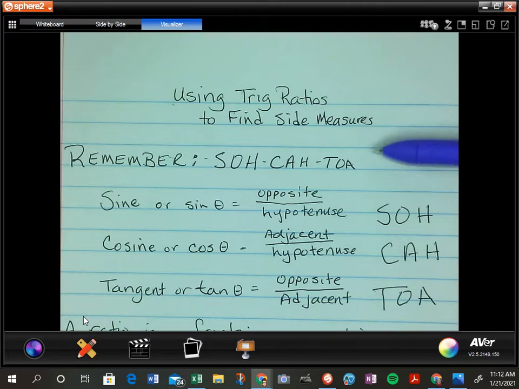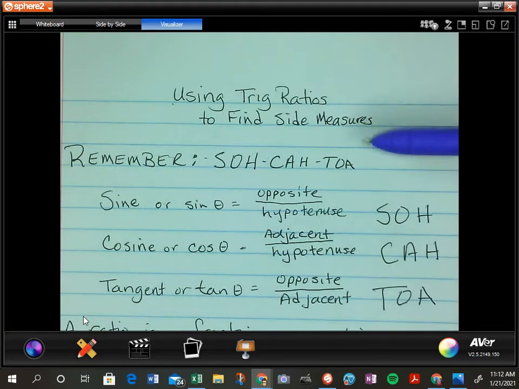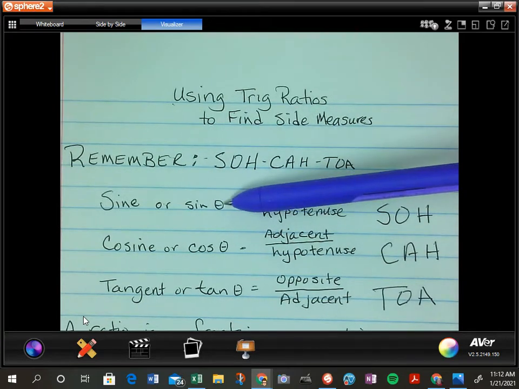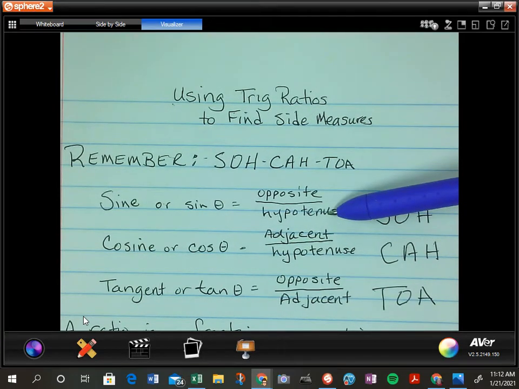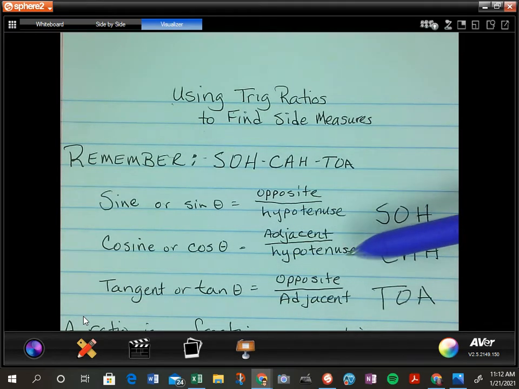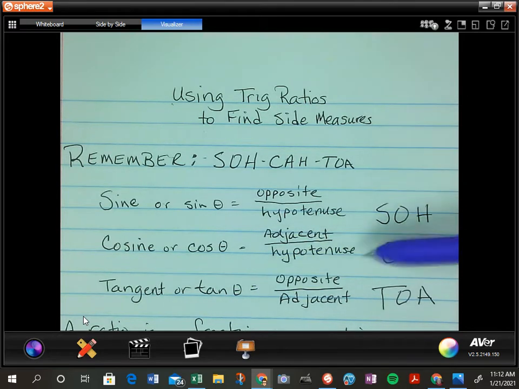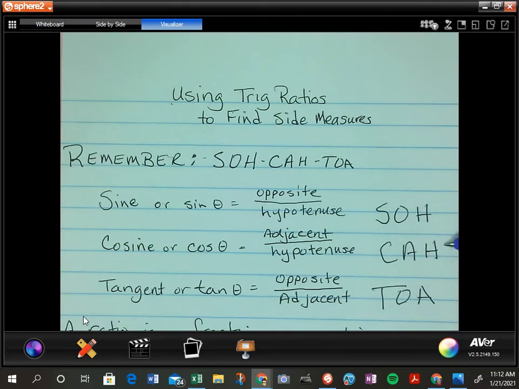So remember from our last video, we talked about SOHCAHTOA. Sine theta is opposite over hypotenuse. That's our SOH. Cosine theta is our adjacent over hypotenuse, which is our CAH. Tangent theta is our opposite over adjacent, which is our TOA. So, CAH-TOA.